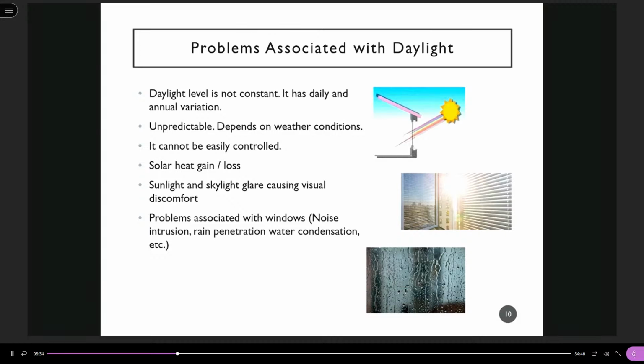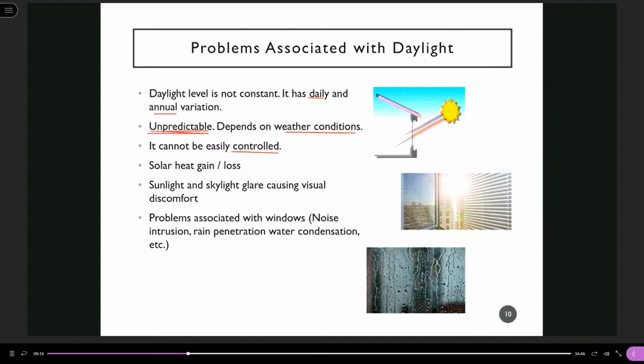Daylight is changing daily, and we also have seasonal changes. The sunlight direction, availability and intensity change daily and annually. They are unpredictable, so maybe this is a disadvantage. We cannot control how strong the sunlight is. What is the sunlight availability tomorrow at 4 o'clock? I cannot tell you, no one can. It depends on the weather and cannot be easily controlled.